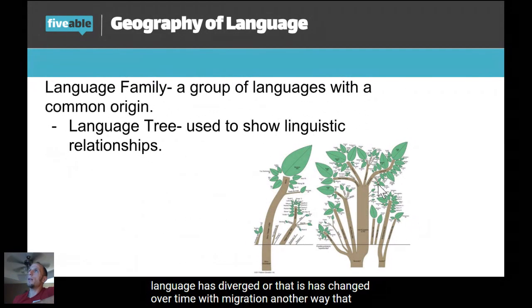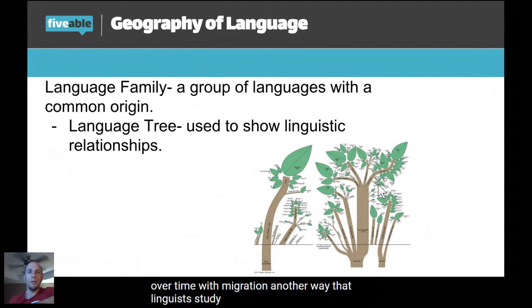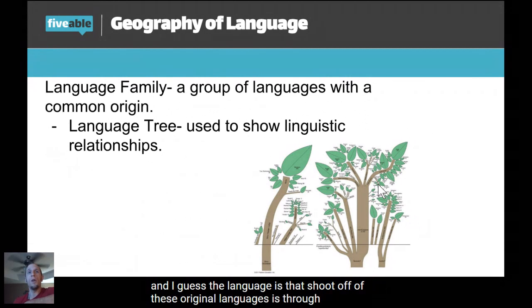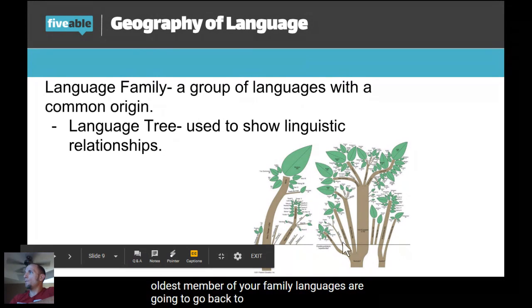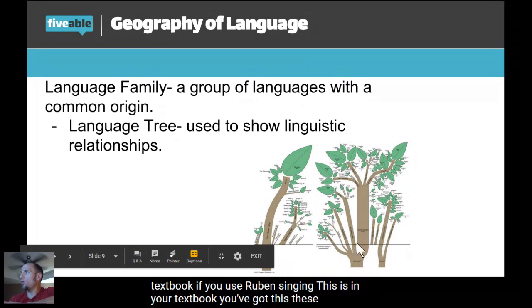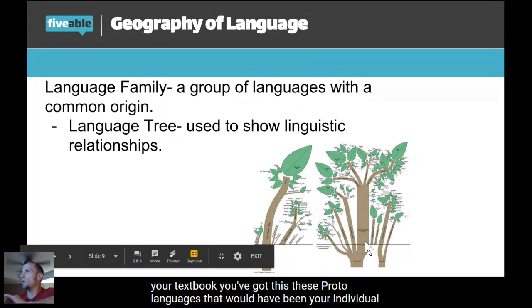Another way that linguists study these original languages, and the languages that shoot off of them, is through the study of the family tree. Just like you might have a family tree with your matriarch or patriarch as the oldest member of your family, languages are going to go back to, and this is kind of hard to see, it's very small, but this is probably in your textbook. If you use Rubenstein, this is in your textbook. You've got these proto-languages that would have been your individual language families.